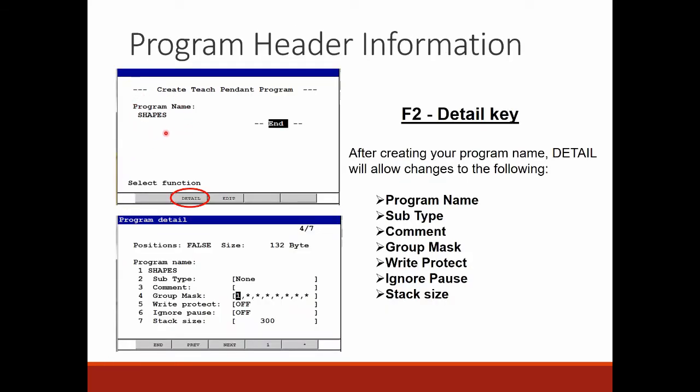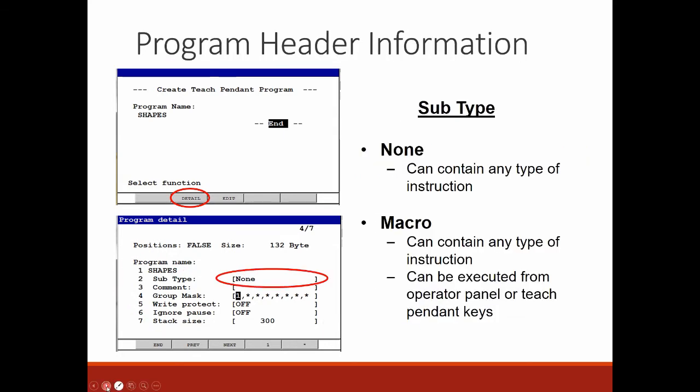Once we've created the program name, we come down to Detail, or you can just press Enter if you're good with all the default information on that program. Under Detail, it brings up information that gives us an idea of what the program is intended for. The first one is the subtype. If we select None, it defaults to just any type of motion program. However, we can also select Macro, which can contain any type of motion or non-motion instruction.